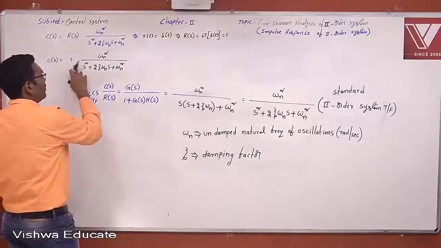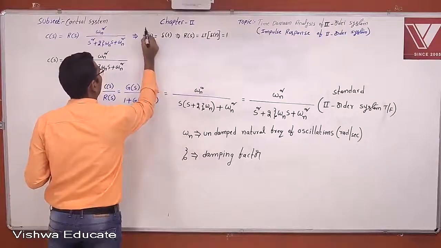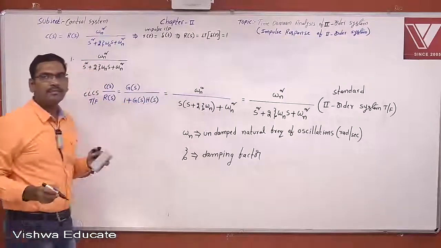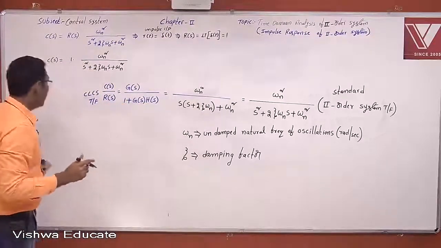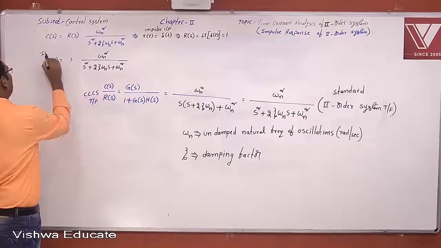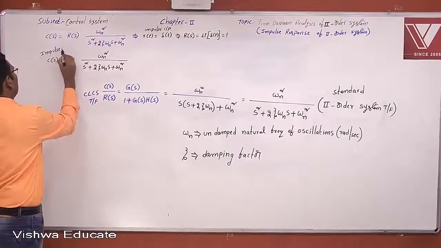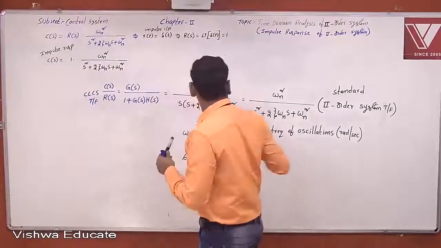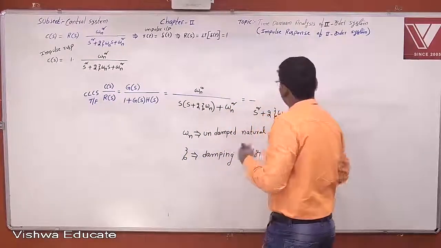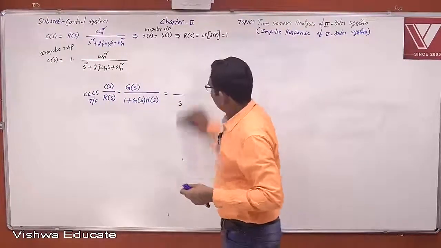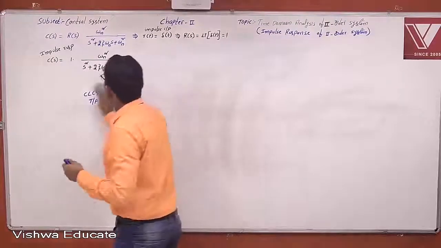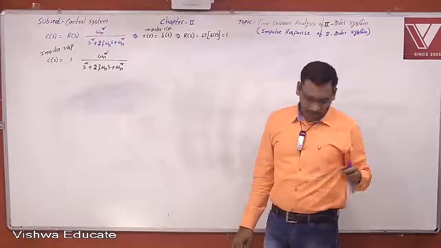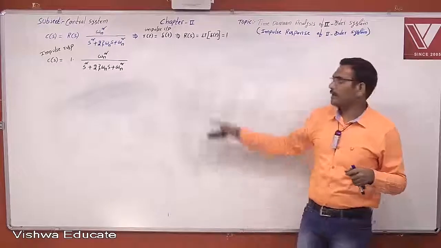Now R of S is 1, which is the impulse input. When the impulse input is given, this response is nothing but the impulse response. Students, this is the impulse response when we are giving the impulse input.